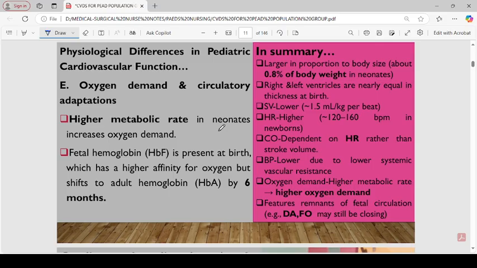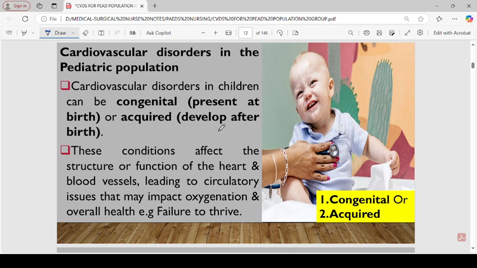Features include remnants of fetal circulation. We have talked of ductus arteriosus and foramen ovale, which may still be closing in some patients. So cardiovascular disorders in pediatric populations are broadly classified into two, right? We have acyanotic and cyanotic. When you talk of acyanotic congenital heart disorders, in this particular kind of population, you find that there is no cyanosis, and the shunting is normally left to right shunting, right? Left to right shunting.